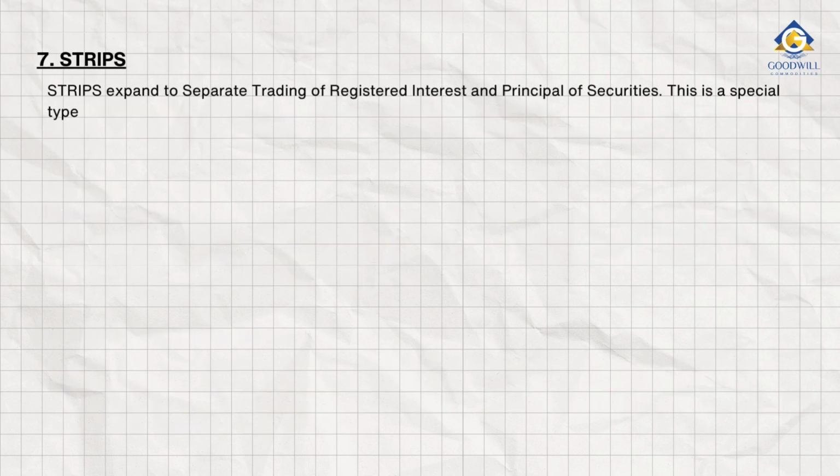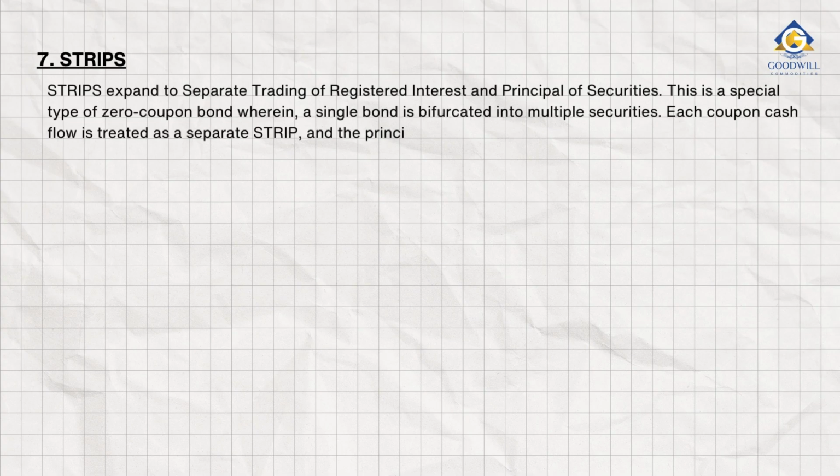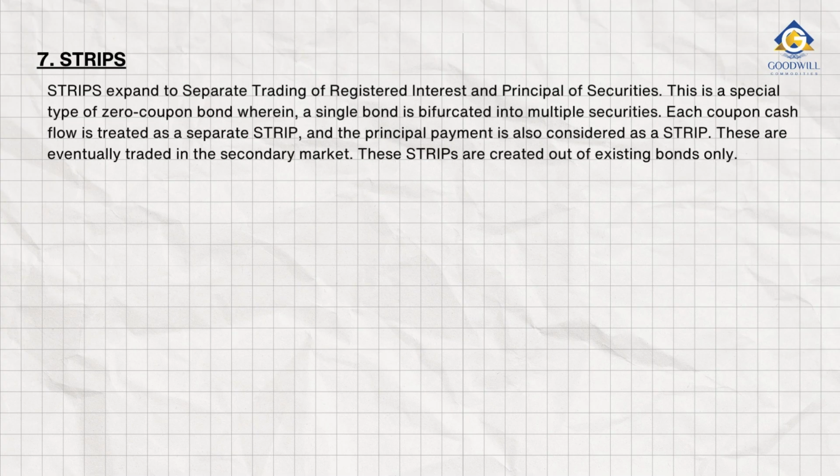7. Strips. Strips expand to separate trading of registered interest and principal of securities. This is a special type of zero-coupon bond wherein a single bond is bifurcated into multiple securities. Each coupon cash flow is treated as a separate strip, and the principal payment is also considered as a strip. These are eventually traded in the secondary market. These strips are created out of existing bonds only.